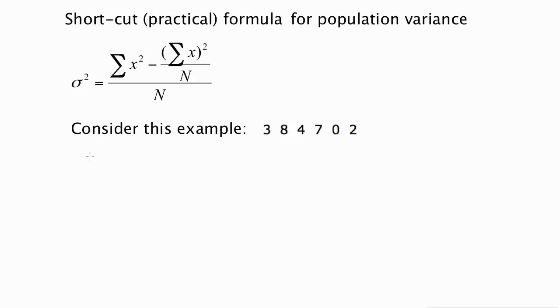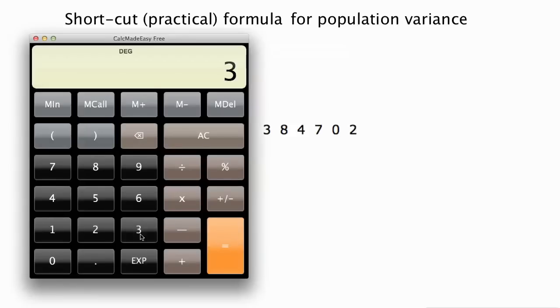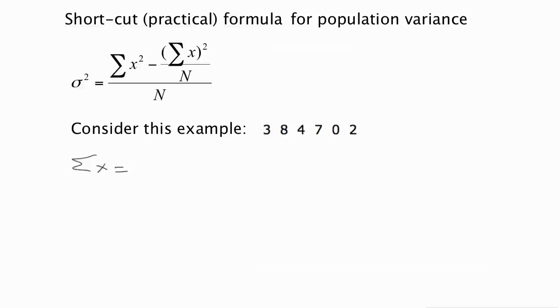So to get sigma x, all I have to do is just add these numbers: 3 plus 8 plus 4 plus 7 plus 0 plus 2. So let's get a calculator for that. 3 plus 8 plus 4 plus 7 plus 0, of course, plus 2. So the answer is 24. So let's write 24. Okay, now that's sigma x.